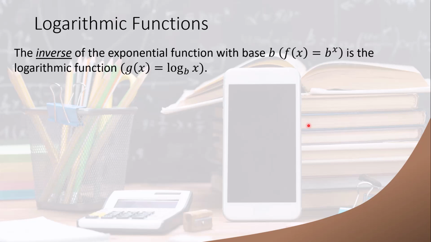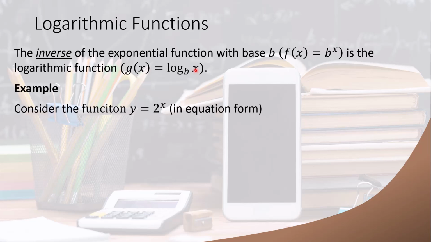The inverse of an exponential function with base b, here it is, this is the exponential function of base b, is what we call the logarithmic function. Say that 3 times fast. G of x is equal to the log base b of x. And the way that we figure this out is through the use of what we call equivalent equations. And if you'll bear with me, I'll try to at least walk you through that.